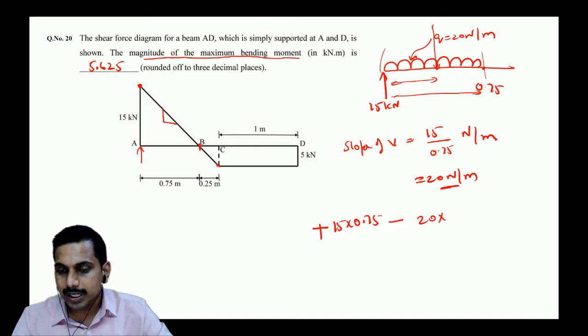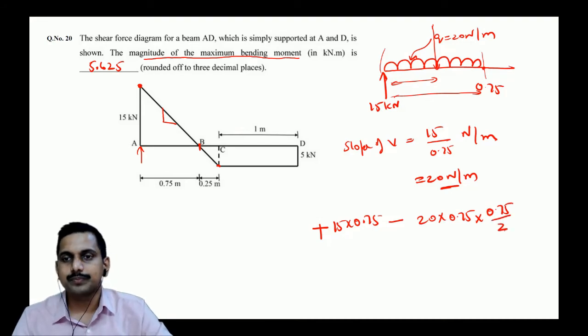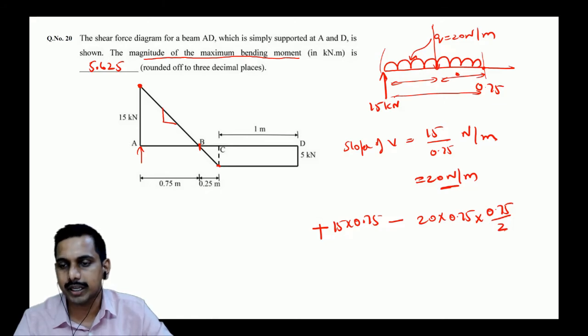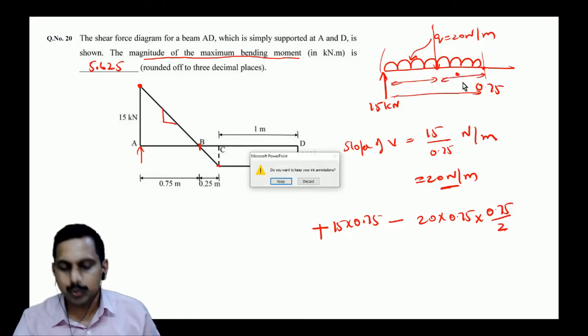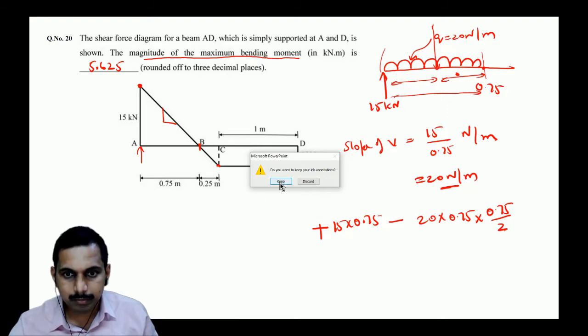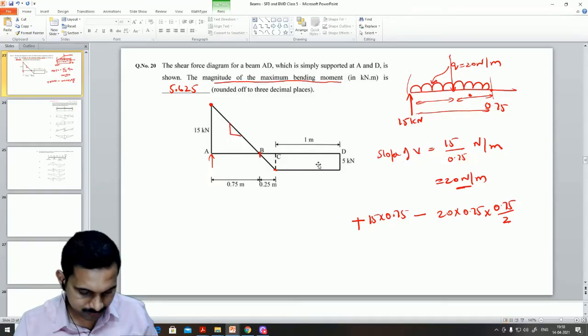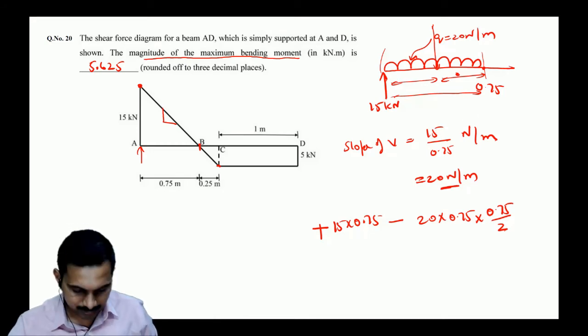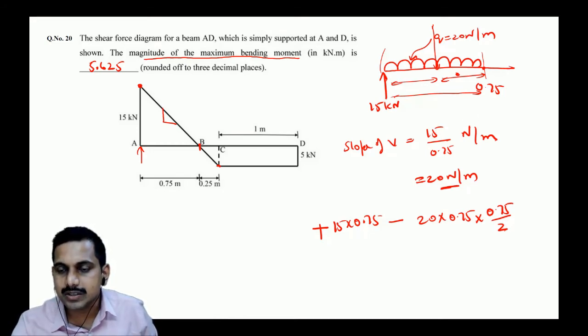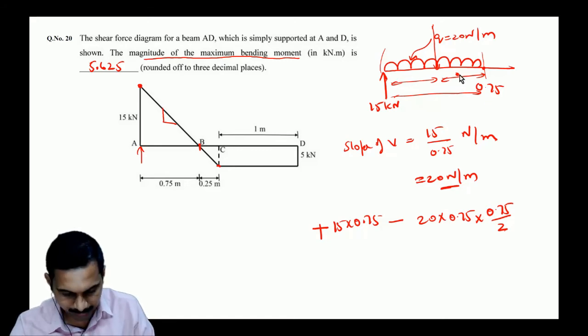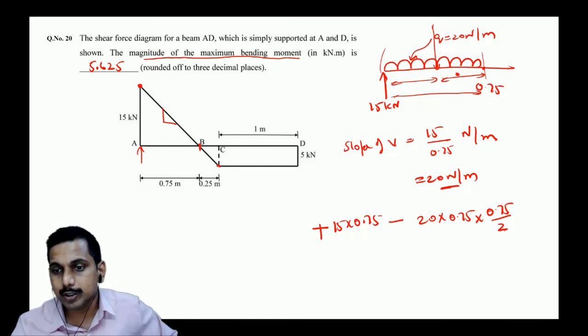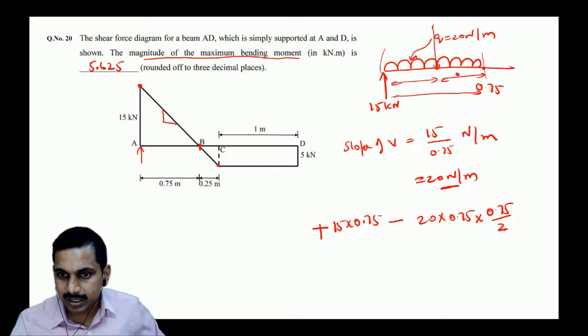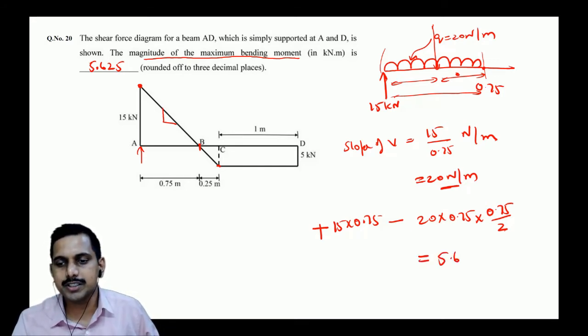20 into 0.75? This gives the load which is equivalent. Into 0.75 by 2 is the distance between this point and this point, right? It's 0.75 by 2. This is the distance we have to take. Yeah, 0.75 by 2 is this distance, correct? So since that is 0.75 by 2, this comes as like this. So this is the maximum bending moment, which is 5.625.